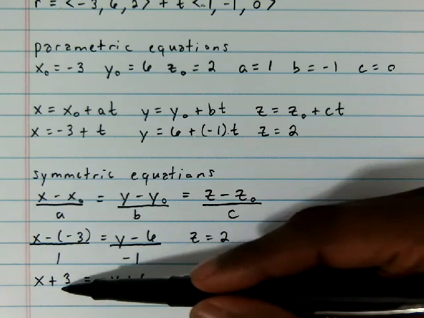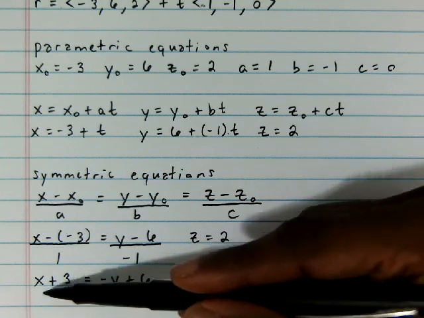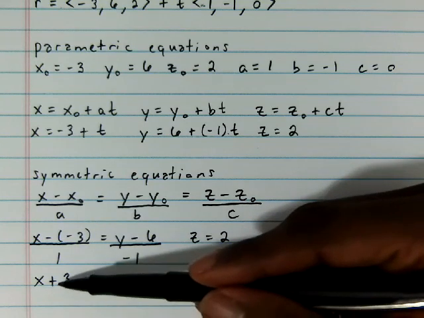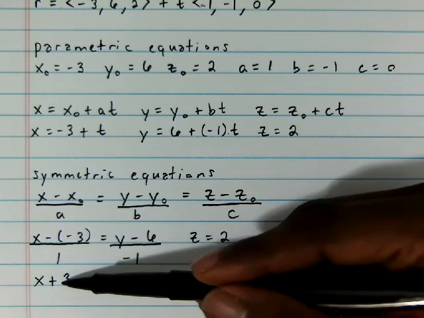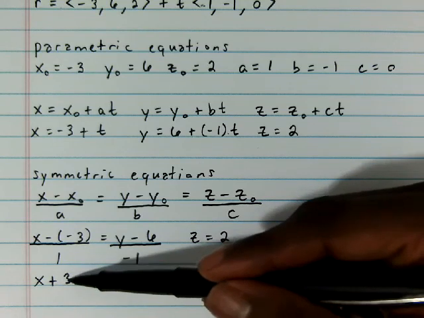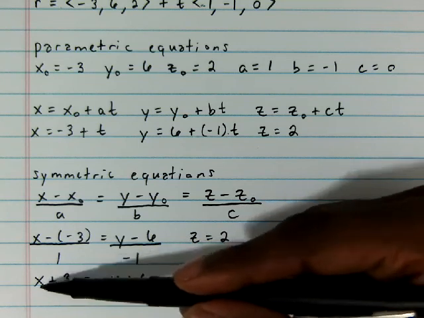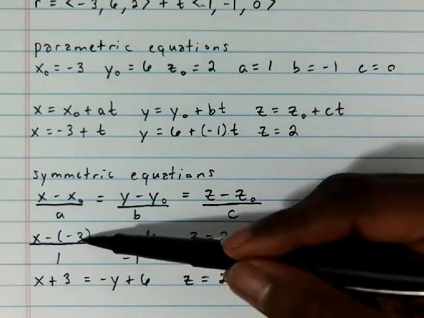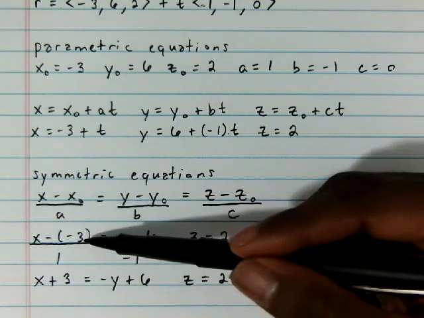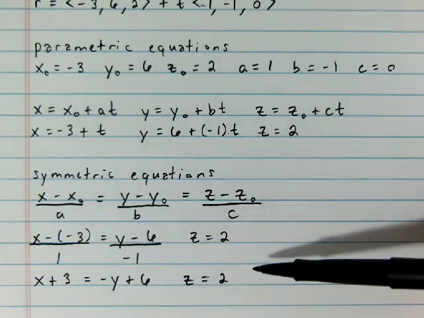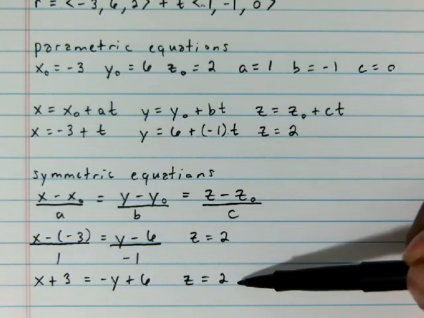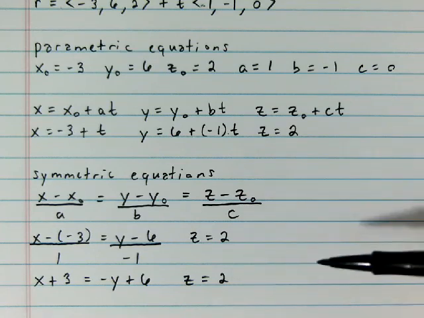Similar thing here. You could put this over 1 and you'll be fine. But for finding your x naught, you have to be careful. Your x naught is not 3. This has to always be of the form x minus. So you would have to change this to x minus -3 so that you can see your x naught is actually -3. So be comfortable if you're given symmetric equations in their simplified form, going to the unsimplified form.